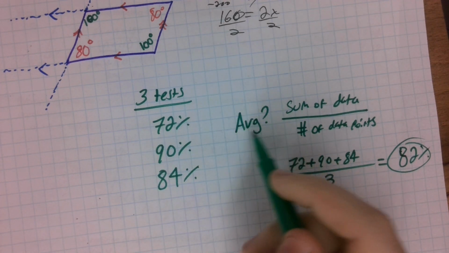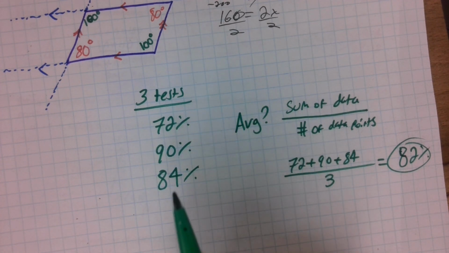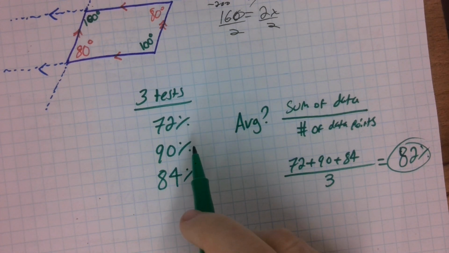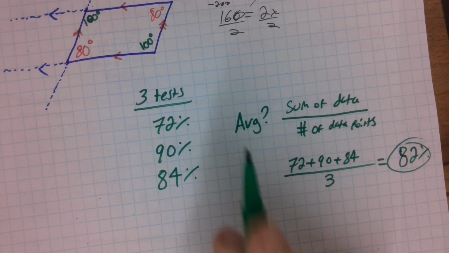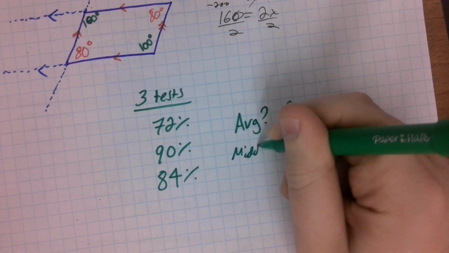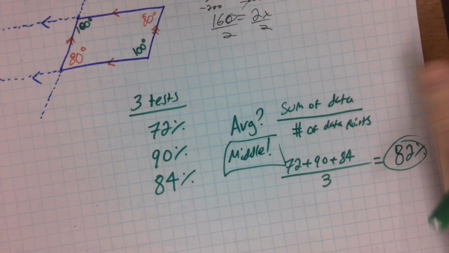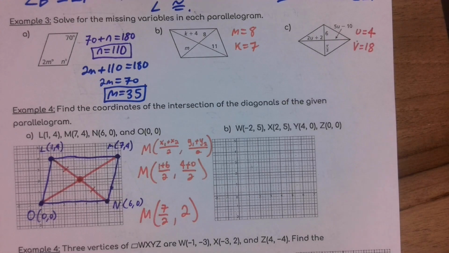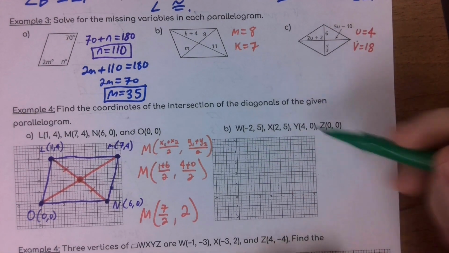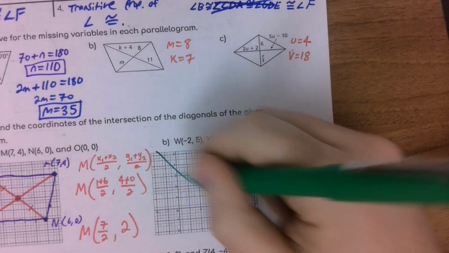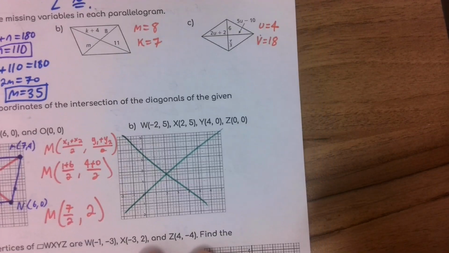But this idea of an average works on geometric figures as well, because the average is just another way of saying the middle. Anytime you're trying to find the middle of something, you can add up all your data points and divide by how many you added. So without graphing this at all, we can use a different method.